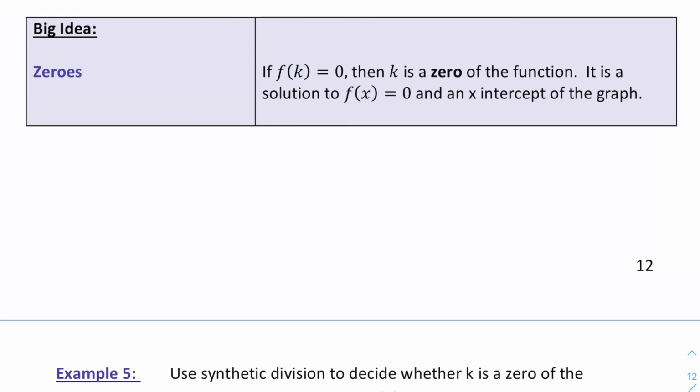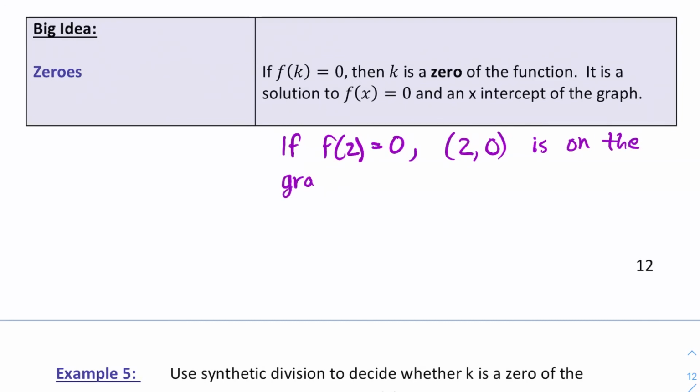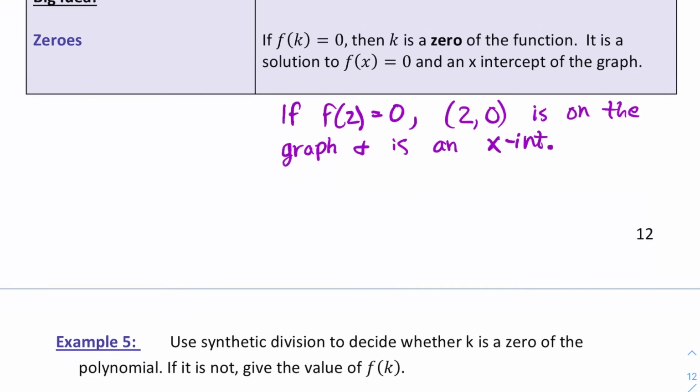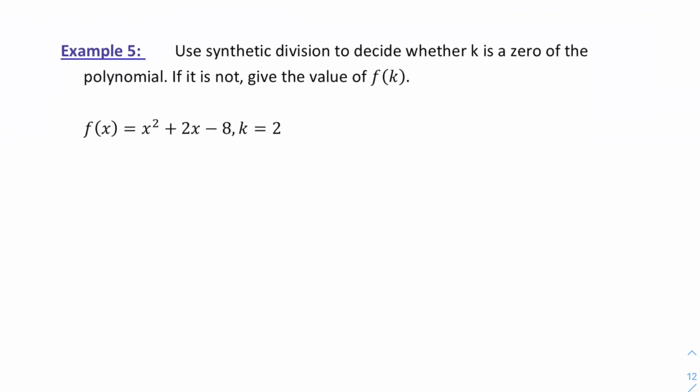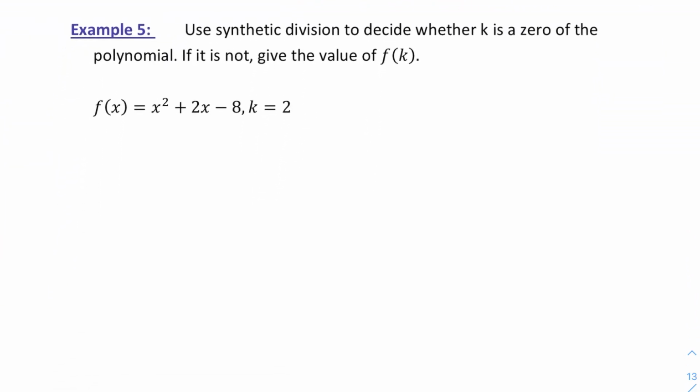The whole idea of a 0 we've talked about before: if you plug a value into your expression and you get 0 out, that means that number is a 0. That's why it's called a 0. And it means that that x value is the x-intercept on your graph if you were to graph it. So say you plugged in 2 to a function, you got 0 out, (2, 0) would be the x-intercept.